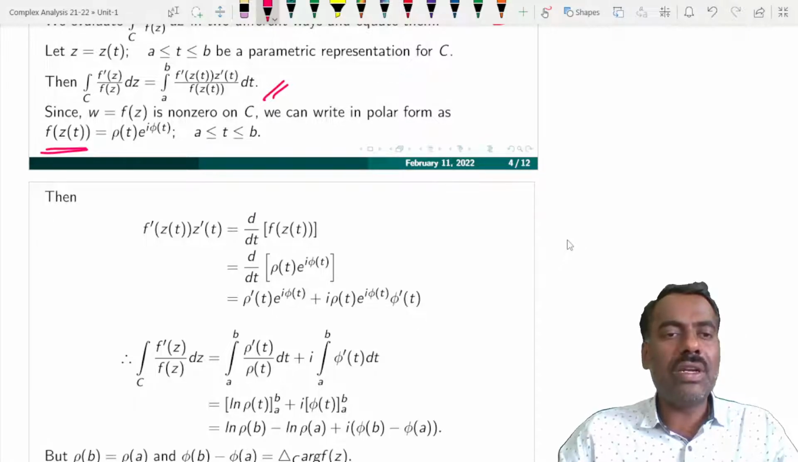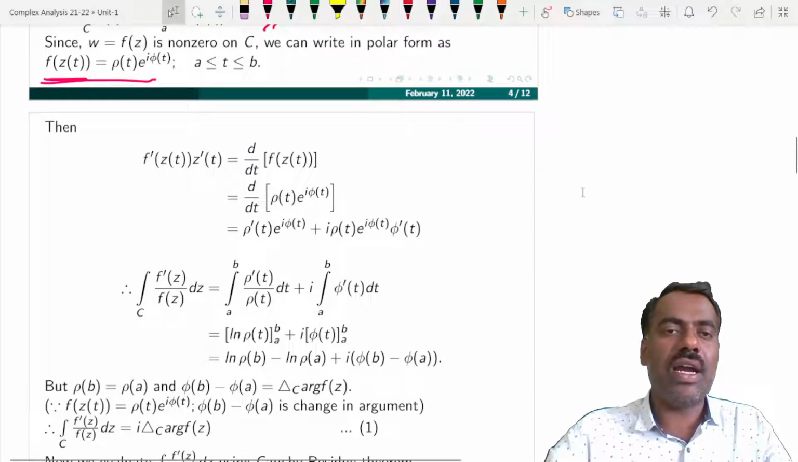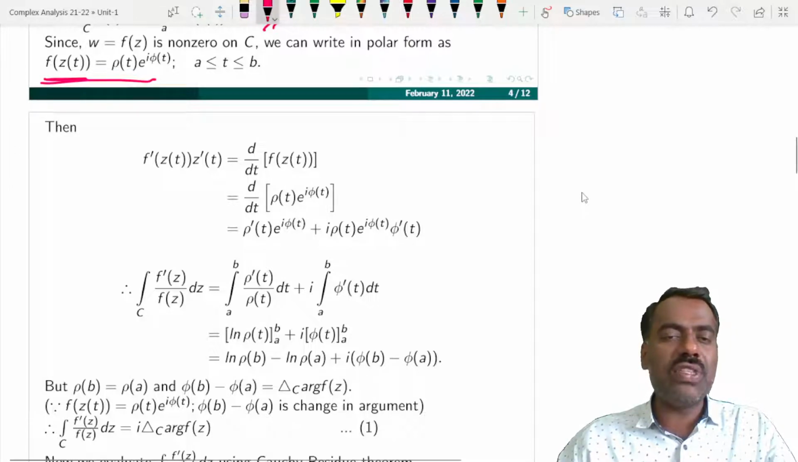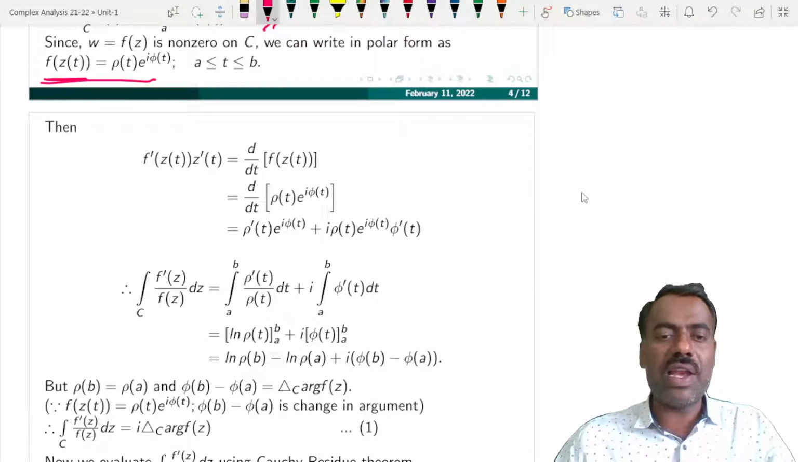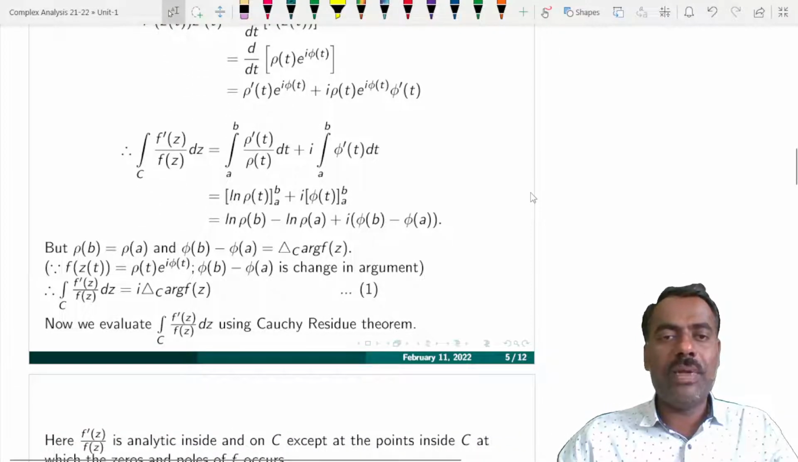That means, what can you say about f dash of z of t? It is z dash of t. Okay, it is a basic calculation which I don't need to spend more time on. Then simply substitute it into the integral over c of f dash of z by f of z dz, putting in this differentiation value. What we get here is this, by the fundamental theorem of calculus for real variable calculus.